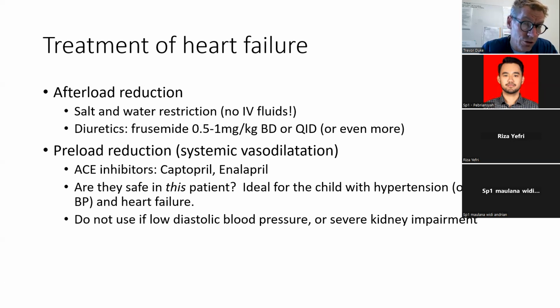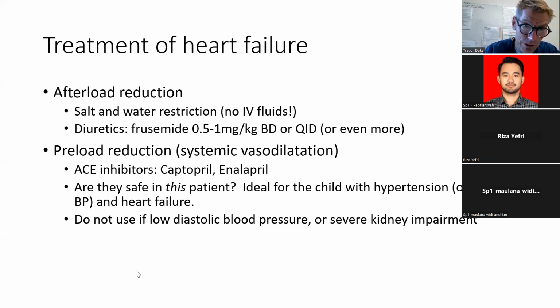So that's reducing preload by reducing their intravenous fluid or their fluid intake, and also giving diuretics. And you can give spironolactone as well, like a potassium sparing diuretic. So usually 1/4 to 1/2 or 1 tablet, depending on their size: 6.25, 12.5, 25 milligrams twice a day when they're tolerating enteral feeding.